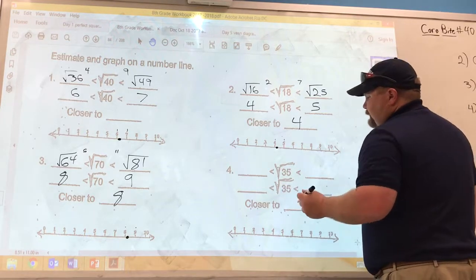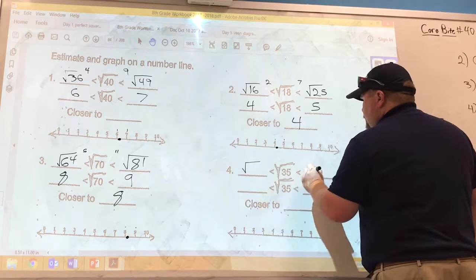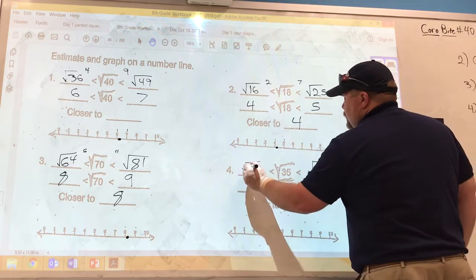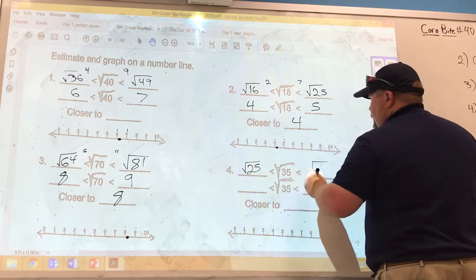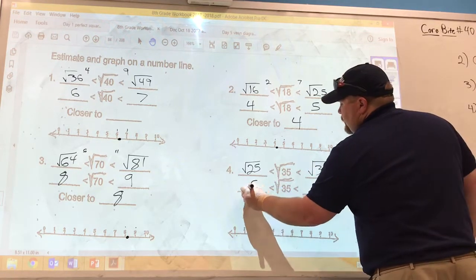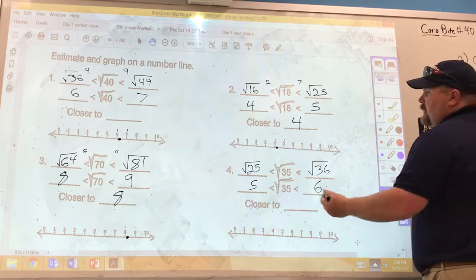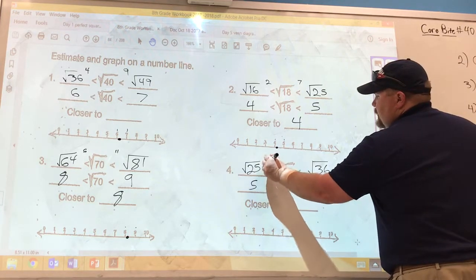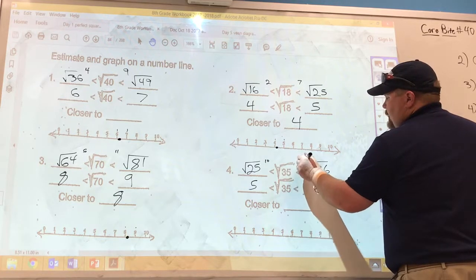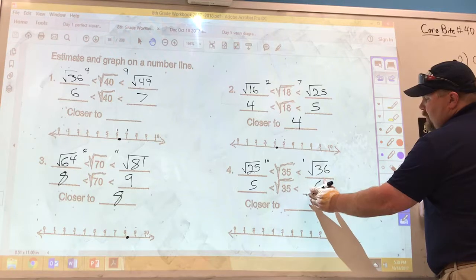Number 4, the square root of 35. That's going to fall in between the 2 perfect squares, the square root of 25 and the square root of 36. The square root of 25 is 5. The square root of 36 is 6. Which one is it closer to? Well, from 25 to 35, that's 10 digits. From 35 to 36, that's a single digit. So it is extremely close to the whole number of 6.